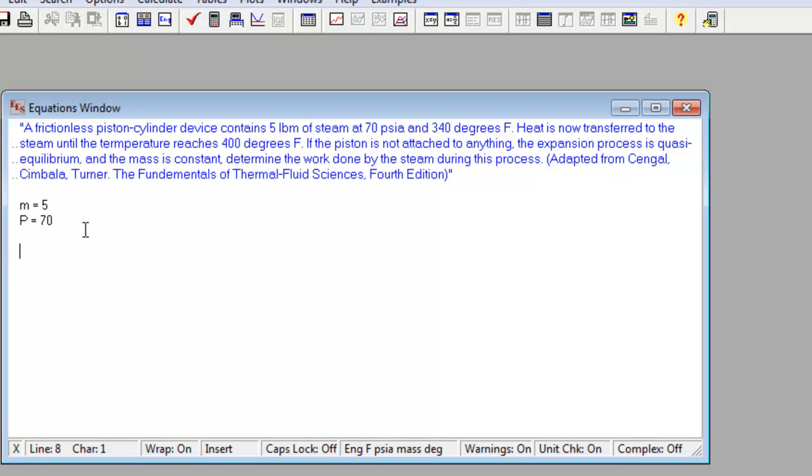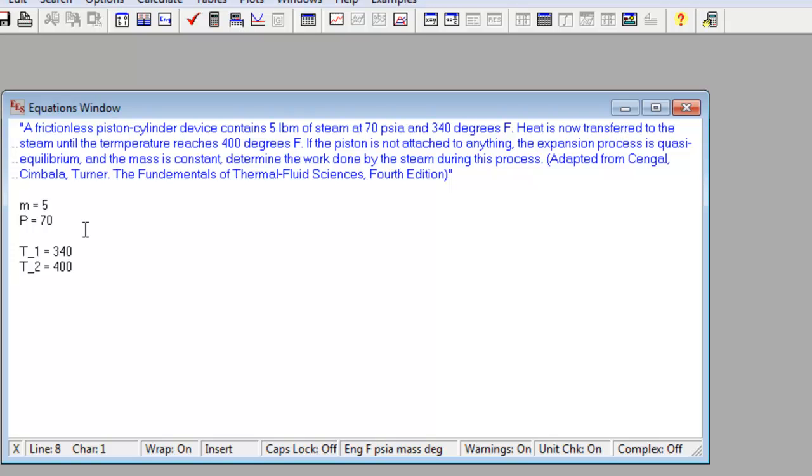So we have the temperature at point 1. Point 1 is going to be before the heat is added, and point 2 is going to be after the heat is added, for future reference. So the temperature at point 1, I'm going to say is T underscore 1, and that's going to come out as T sub 1, for the temperature at point 1. That's going to equal 340. And the temperature at point 2, T sub 2, is equal to 400 degrees Fahrenheit.